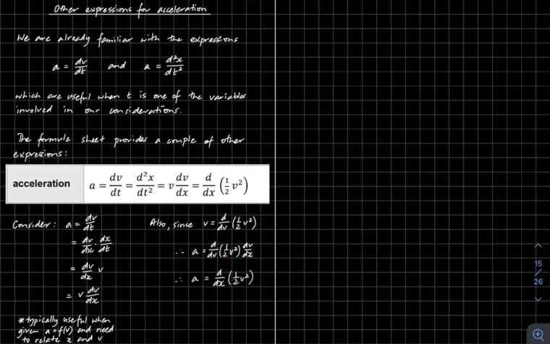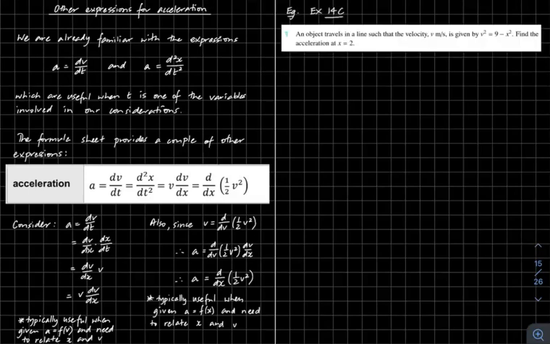So that's using the chain rule sort of the other way. I can say it's d dx of a half v squared, so that's that one there. Well, this one here is typically useful when acceleration might be given as a function of displacement or position, and we need to relate x and v. So again, where t is not involved. Alright, let's think about an example where we might use that.